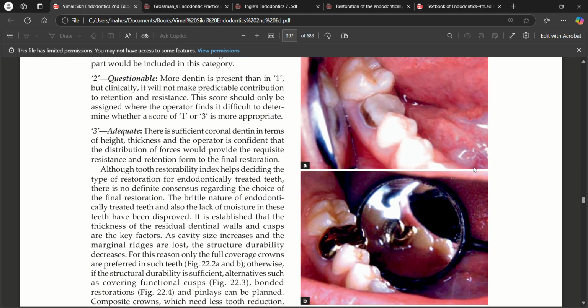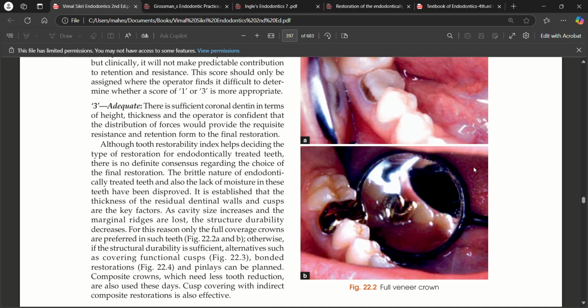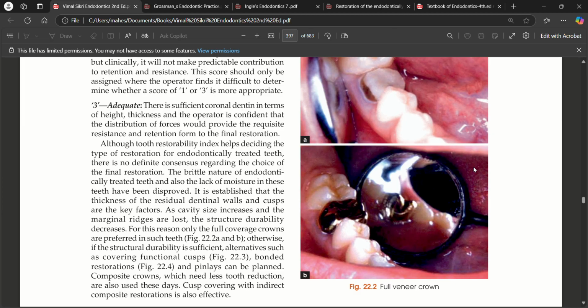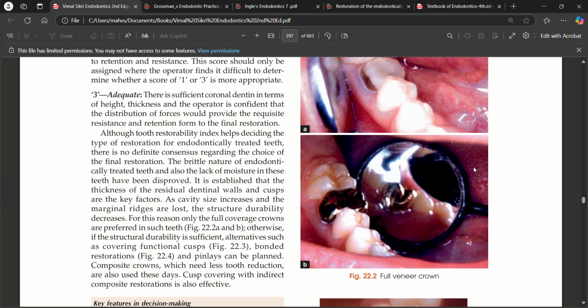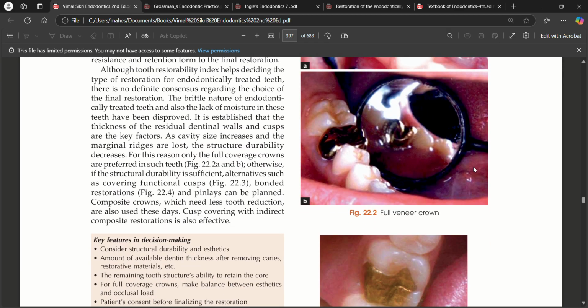Otherwise, if the structural durability is sufficient, alternatives such as covering functional cusps, bonded restorations, and pinlays can be planned. Composite crowns, which need less tooth reduction, are also used these days. Cusp covering with indirect composite restoration is also effective.